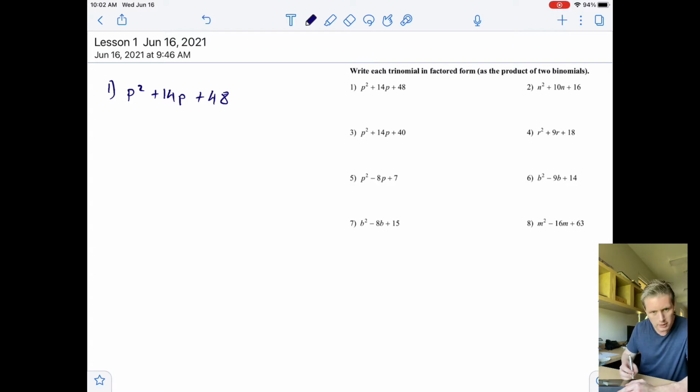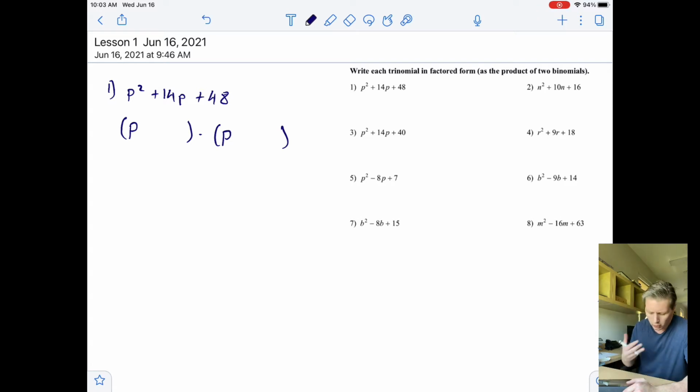I see that I have a p squared, and so what I'm going to do is create first my 2 factors, my 2 parentheses inside which my factors will go. Again, think of it as undoing the FOIL process. I have a p squared, and so that comes from the F. That p squared comes from the F in FOIL, the 2 first terms. Well, p squared comes from p and p.